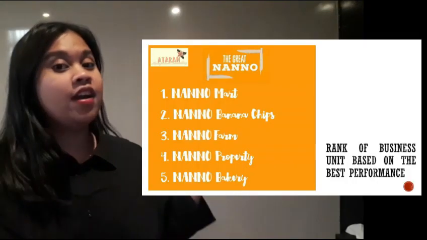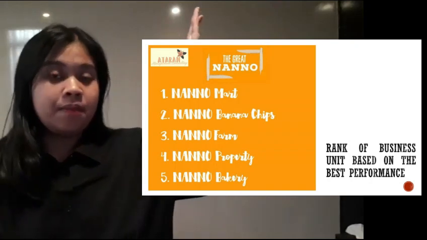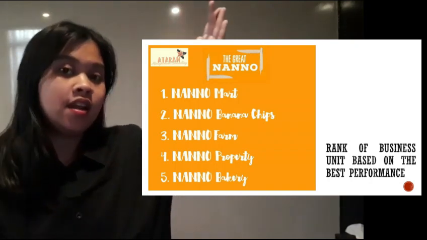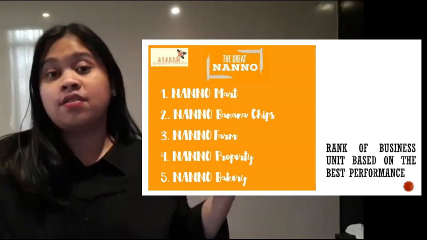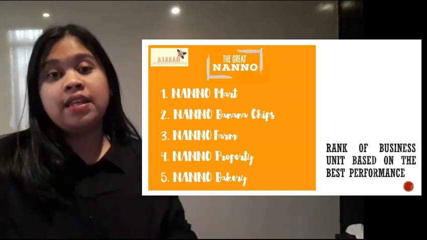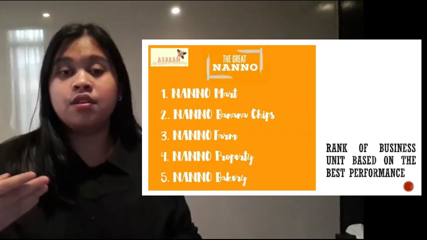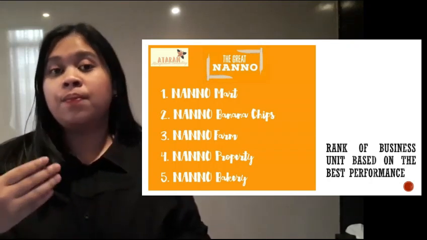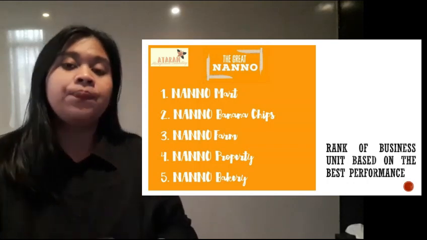So this is the rank of the sections in the company. As we can see, the first one is the Nano Mart section, because even though their sales decreased by 0.1%, mainly their aspects in the financial ratio analysis are good, and the highest amongst all of the sections.